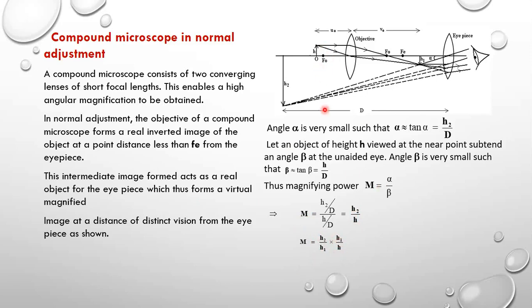But as we can clearly see from here, this h2 over h1 and this h1 over h are actually linear magnifications. h2 over h1 is the linear magnification for the eyepiece, and h1 over h is the linear magnification for the objective.